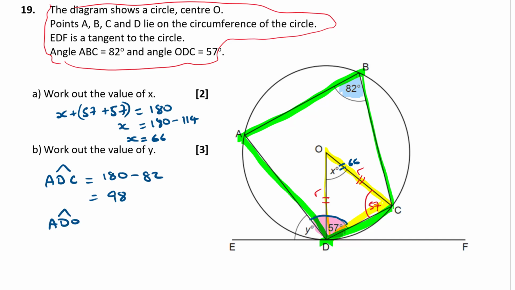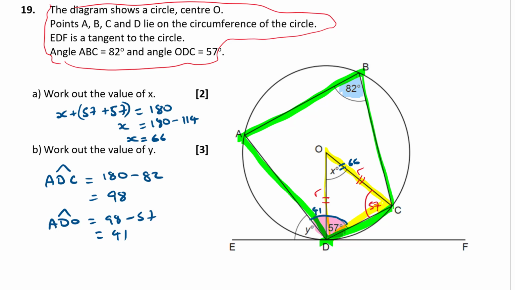ADO then is going to be 98 minus 57. So that is 42? 41. So ADO must be 41, so that bit there must be 41 degrees. How does that help me? Are we there yet? Not really. What else can I do?